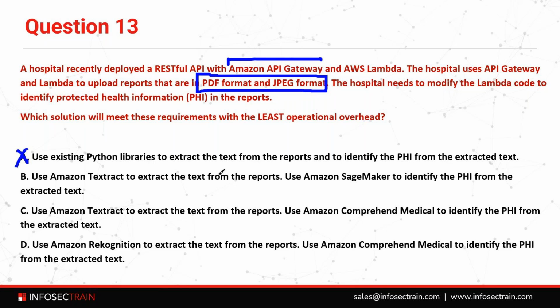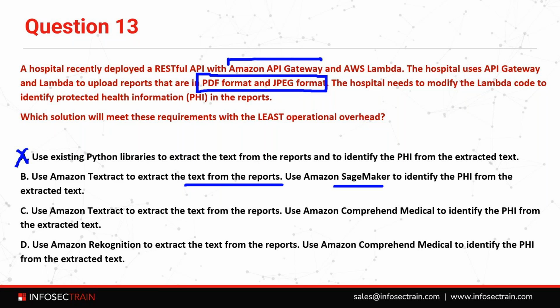is use Amazon Textract to extract the text from the respective report, and use Amazon SageMaker to identify the PHI. So I would say that in this case, SageMaker, you are seeing it, is a service which is there to train and manage your ML models, machine learning models. If you just want to build one in AWS, SageMaker is the one you have.